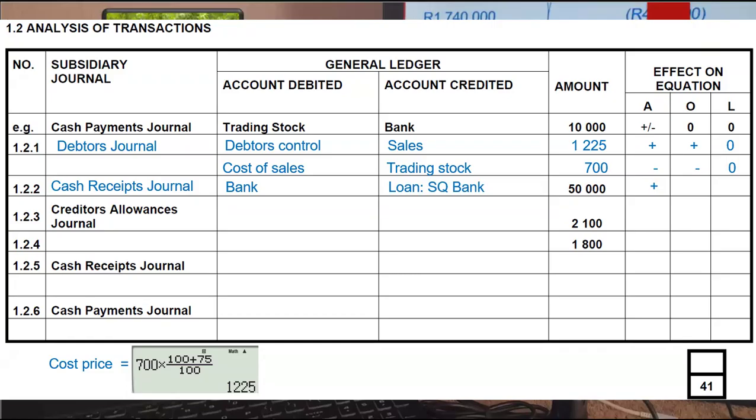And owner's equity here is not affected. None of those two accounts fall under owner's equity. They're not capital, income, drawings, or expenses. And your liability is going up. Whenever you credit a liability, it means it is going up. We are owing more. We owe SQ Bank. They gave us a loan. I know someone is wondering, why don't we record it in the debtors journal? Guys, the debtors journal is when we sell goods on credit. We are not selling goods on credit here. We were given a loan.